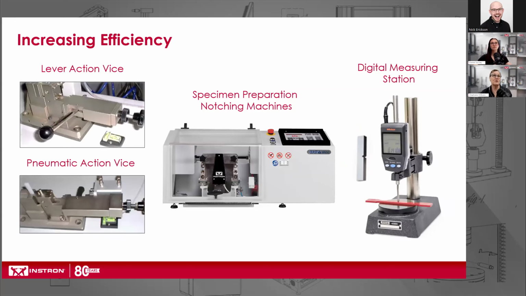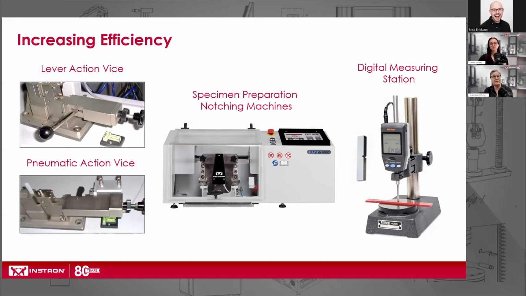To increase efficiency, as I noted earlier, Izod is usually the most commonly run pendulum test. Instead of a manually tightened vise, think about using a lever action or pneumatic action vise. These will speed up throughput in the lab by speeding up the application of the clamping force on the face of the sample. Notching: have a good notcher. Have a system that you can notch several samples at one time so that the notches are cut over the same time.